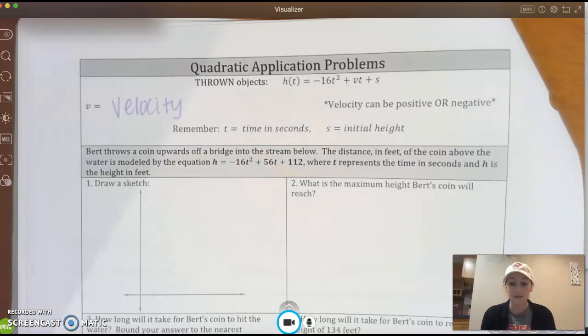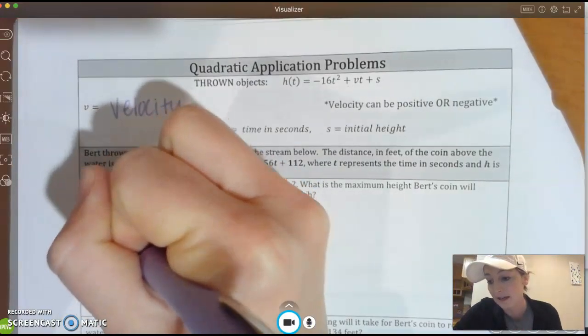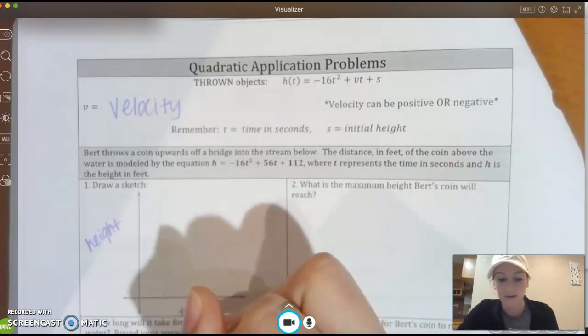The distance in feet of the coin above the water is modeled by the equation h equals negative 16t squared plus 56t plus 112, where t represents the time in seconds and h is the height in feet. So generally h is always going to be talking about our height, our y-axis there, and t is going to be our time, which is our x-axis. So if we're going to draw a sketch here, this is our height, and down here this is our time, and my m looks a little funny there.